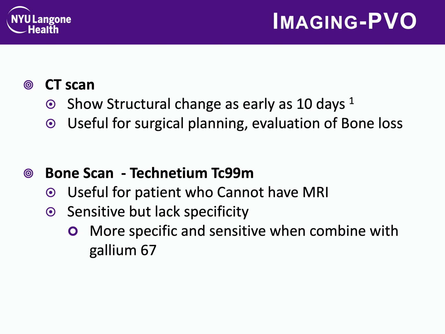CT scan is most useful for surgical planning and evaluation of bone loss. It can show structural change as early as 10 days. A technetium bone scan is indicated for a patient who could not have an MRI. It is sensitive but lacks specificity. The test becomes more sensitive and specific when combined with the gallium-67 scan.